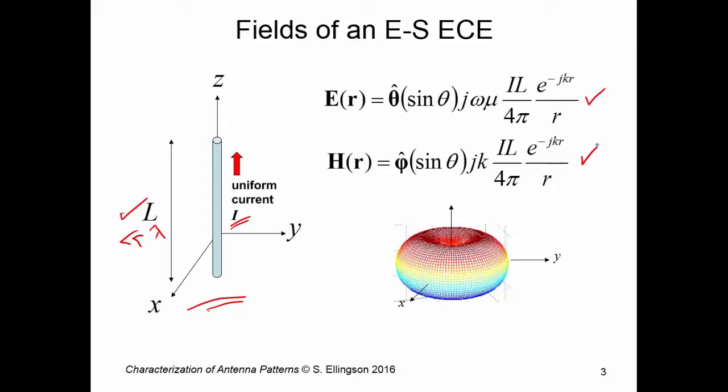And these, of course, are the far field expressions. And then a little picture here to remind you what the magnitude of the fields look like. There's a null in the z direction and a maximum in the rho direction.